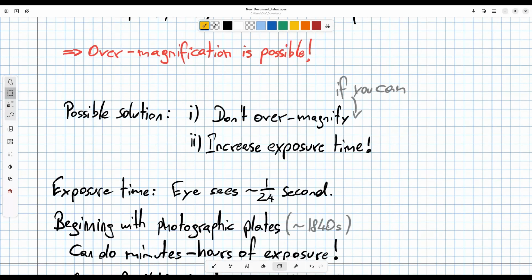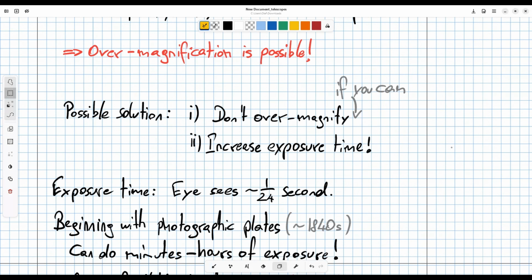And there are a couple of possible solutions here. Well, first of all, don't over-magnify if you can. That's an easy solution right there. If you have the eyepiece, depending on what you're looking at, if you have the fancy telescopes, just don't over-magnify if you can afford it.